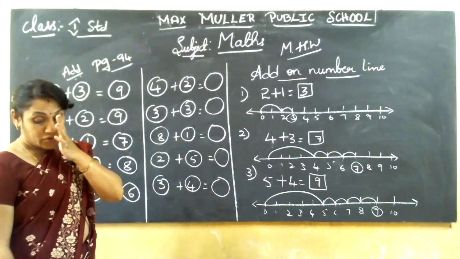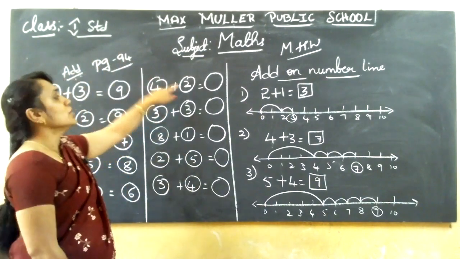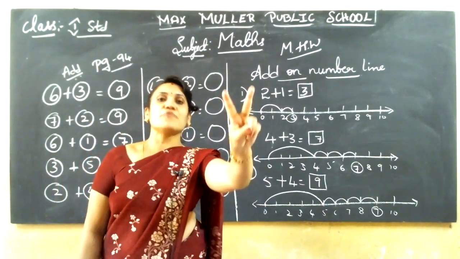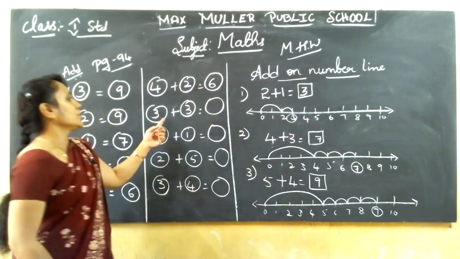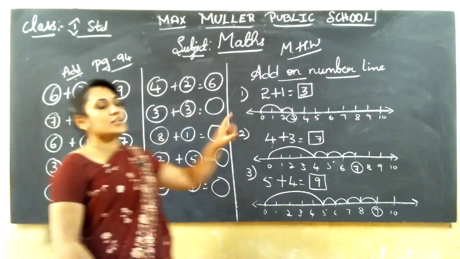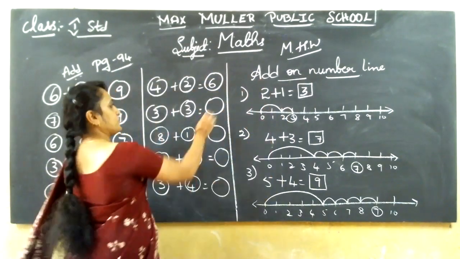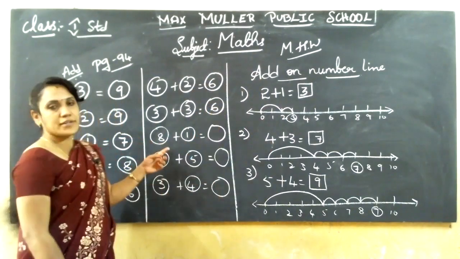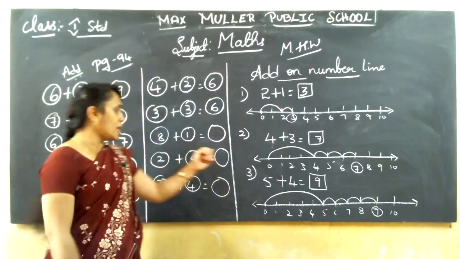In the next row also 5 sums are given, isn't it? How to do? 4 in the mind, 2 in the finger. After 4, 5, 6. Again, 3 in the mind, 3 in the finger. After 3, 4, 5, 6. Next, 8 in the mind, 1 in the finger. After 8, 9.